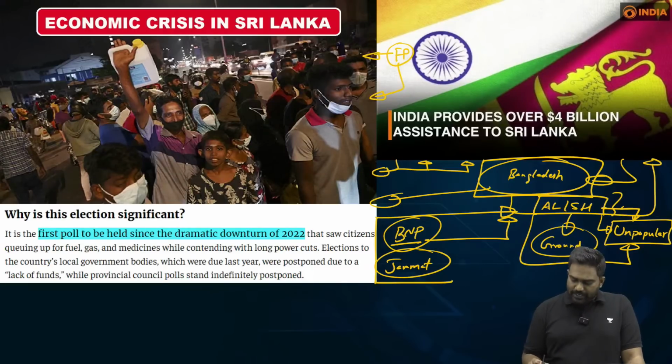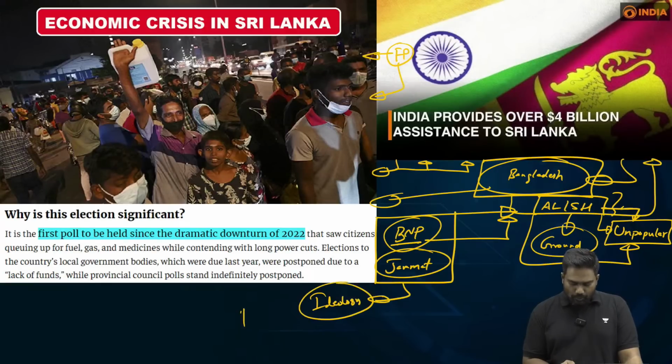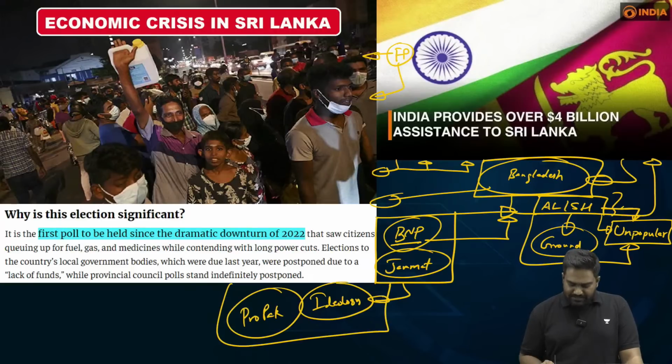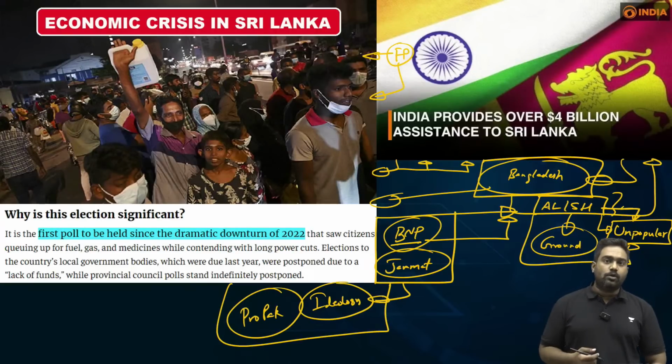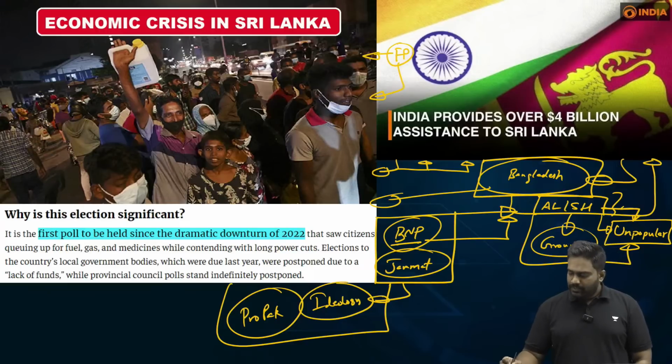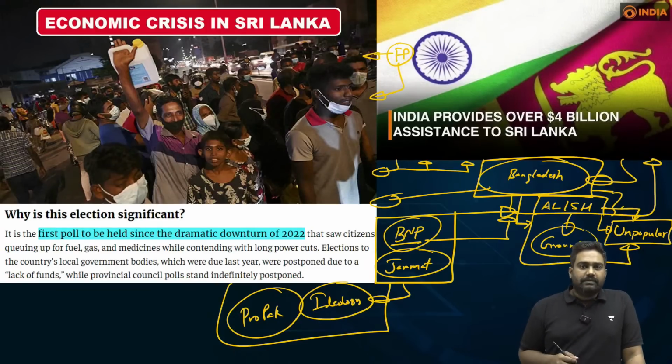Just because we don't like BNP and Jamaat because of their alignment with radical ideology and their pro-Pakistan approach, we have stayed away from these other political stakeholders, and eventually when the protest erupted, right, India did not read the situation correctly. We ended up harboring Sheikh Hasina.